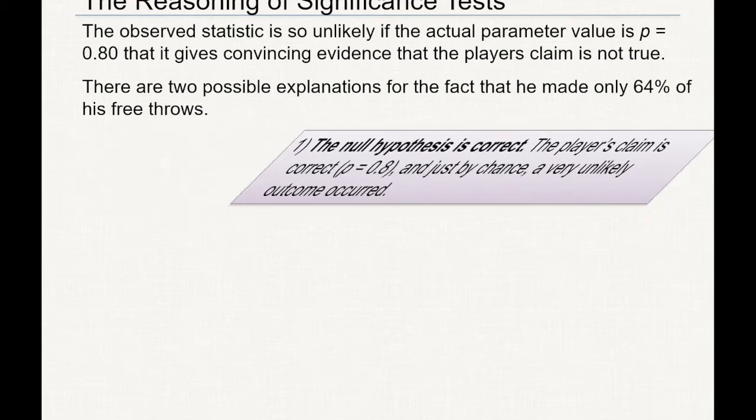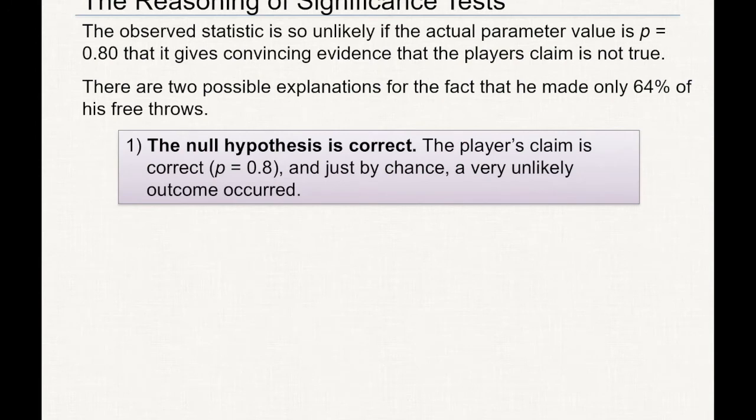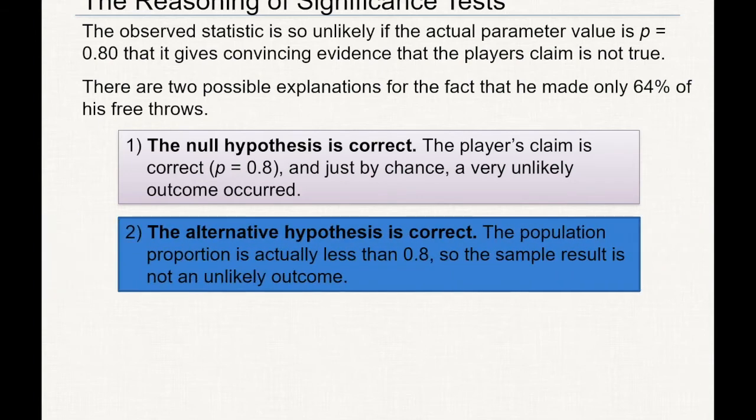The first conclusion is, yep, the null hypothesis was right all along. And this is just a very unlikely outcome, and there was 3 out of a possible 400, but it's still possible, therefore the null is right. But the other scenario is, well, hold on. What if the population proportion is actually less than 0.8? So much less that it would make our sample result not an unlikely outcome.